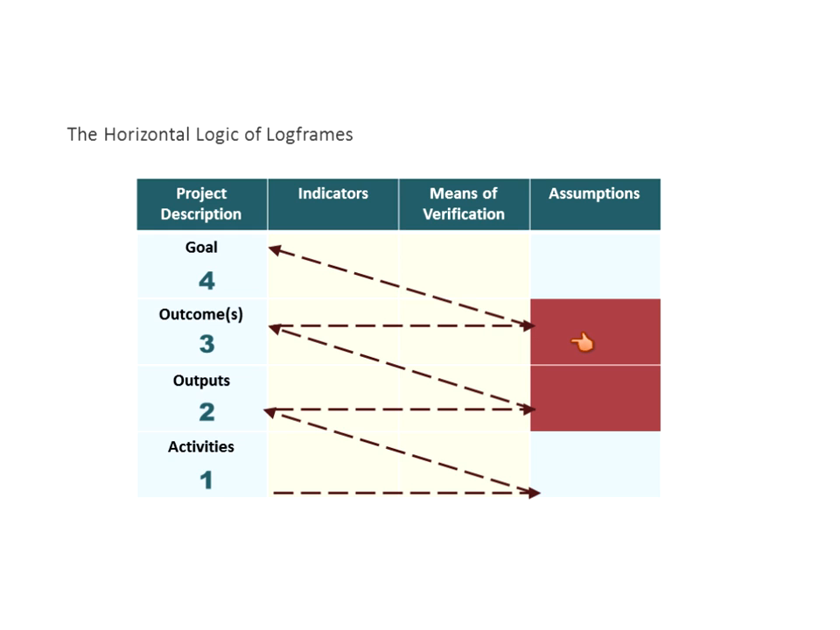If your assumptions hold true at the outcome level, then you will contribute to your goal. So the vertical hierarchy of objectives is only conceptual. It's not practical. Practically, you have to add in the assumptions.